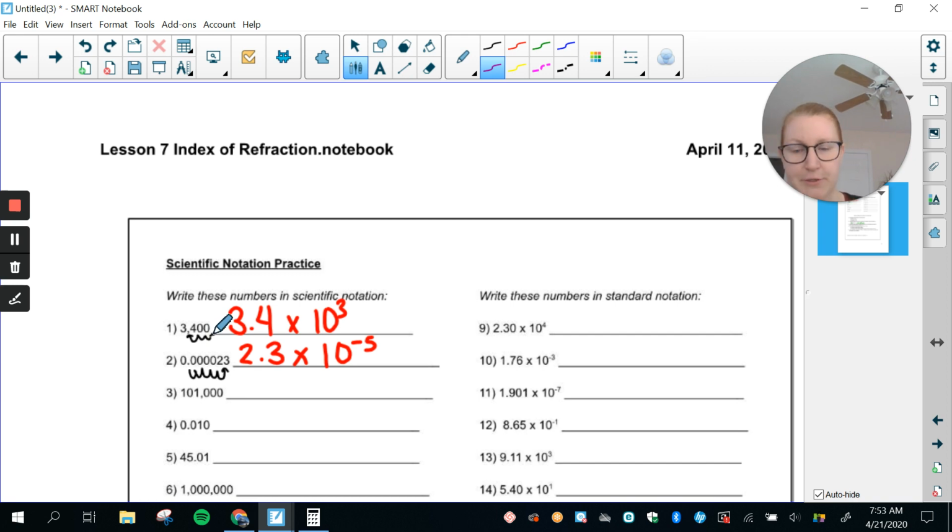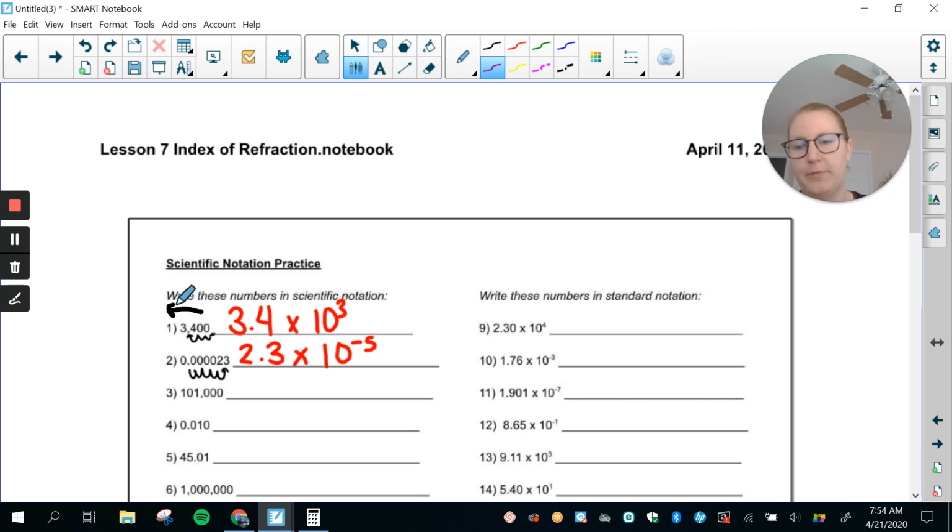Here I've sort of shown it already. I'm counting how many spaces I need to move the decimal place. If I'm moving it to the left this way, I'm going to have a positive number. In this case, it's positive 3. Down here, I'm moving the decimal place in the opposite direction, by 5 spaces, to make it 2.3 times 10 to the 5. Doing it the opposite way, on this side, I have 2.30 times 10 to the 4.